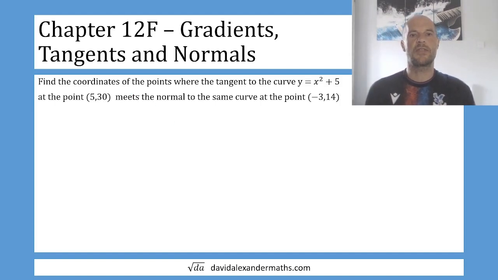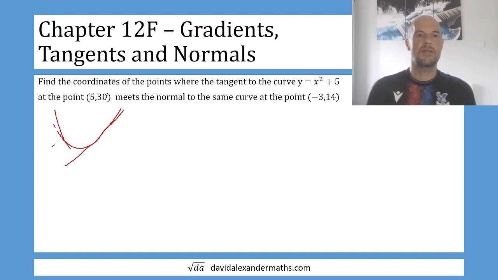Okay, here's one final example. We want to find the coordinates of the point where the tangent to the curve at the point (5, 30) meets the normal to the same curve at the point (-3, 14). So here is our curve, and let's say that this is the point (5, 30). I'll try and draw a decent tangent there. Okay, not terrible. It meets the normal at the point (-3, 14), so let's say that this is (-3, 14) here. So here is my tangent. Now the normal runs perpendicular to that. We can see that they will cross at a certain point, presumably up here somewhere. So that is what we're doing.